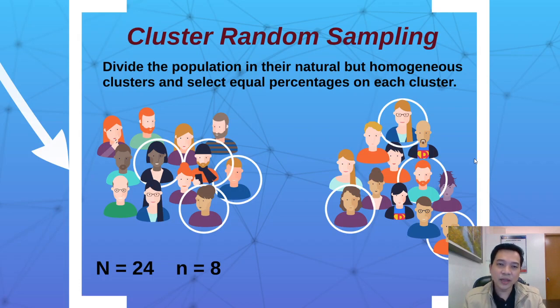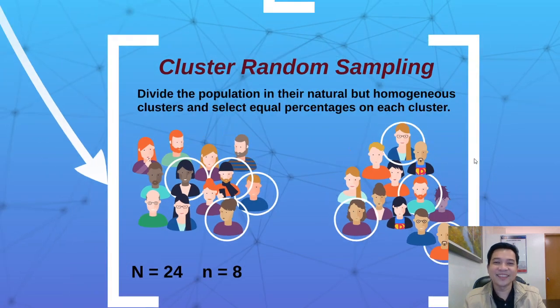So out of this probability sampling, we have the 4: the simple random sampling, the systematic, the cluster, and the previous one, which is stratified random sampling.